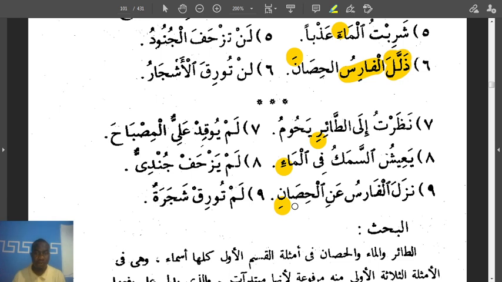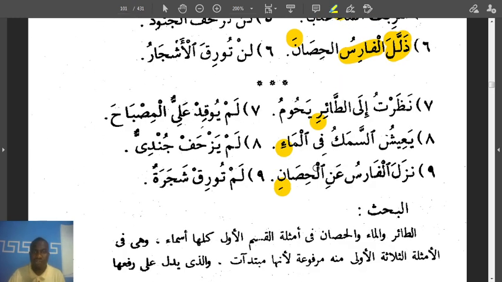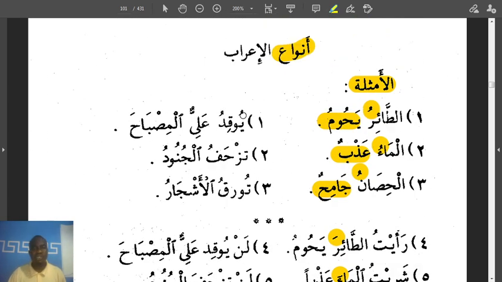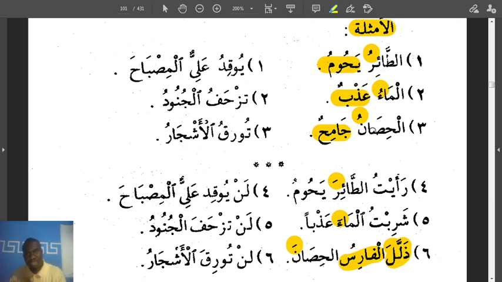So already, even before we get to the explanation, you've realized that the nouns have moved from taking dhamma to taking fatha and then to taking kasra here. Okay, now let's come to this other batch. We have yuqidu aliyun al-misbahu. So here we dealt with nouns. We dealt with at-ta'iru, al-ma, al-hisan. These are nouns. So this first batch, you can just note them.